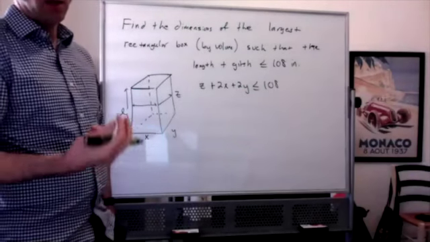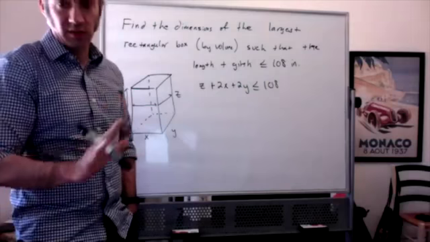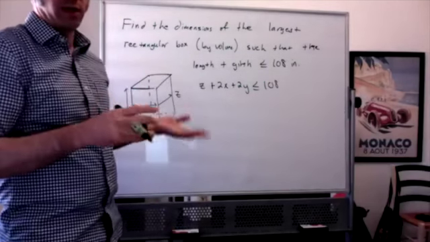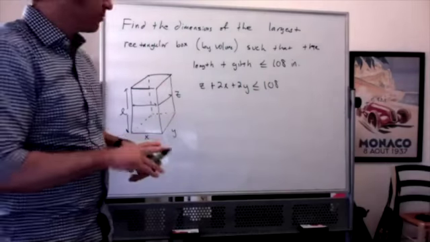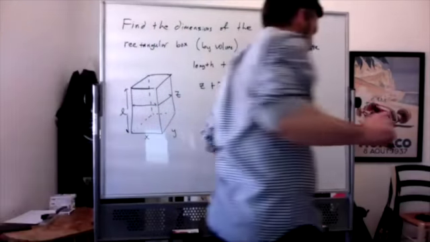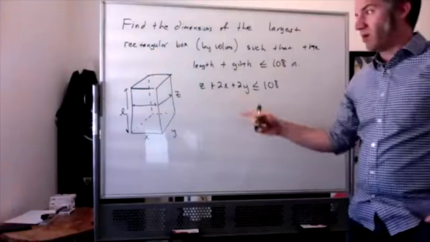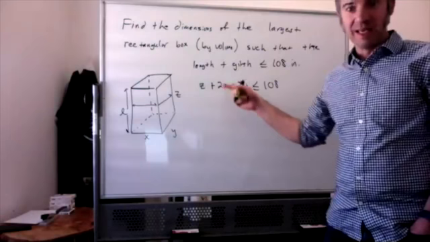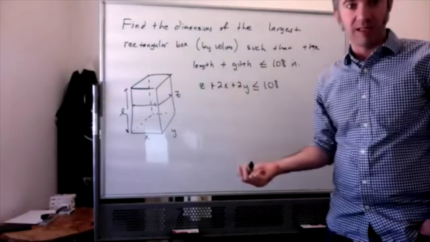So the way we're going to do this, we're going to do it two different ways. First, we're going to do it the typical way. Then we will do it the Lagrange multipliers way. If we want the maximum volume and we have this constraint, we're clearly going to set this equal to 108 so that we get the biggest box possible.